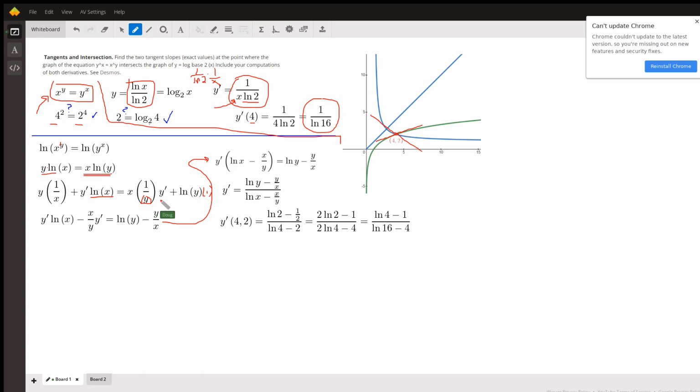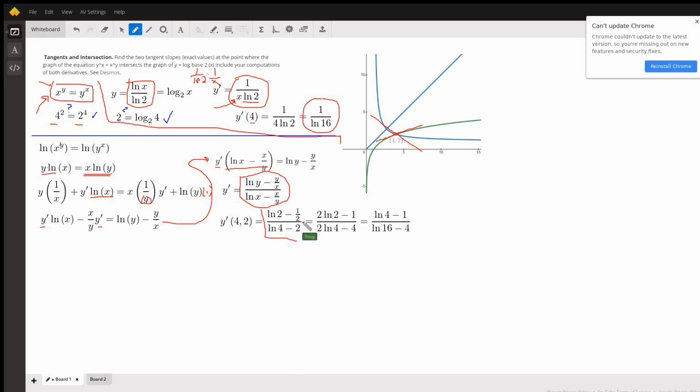Now what we do is get the terms with y prime on one side of the equal sign and the other terms on the other side, and then factor out the y prime, which is what I've done up here. Divide both sides by this expression, and there's a formula for slopes of tangent lines to the graph of this relation. So if I want to find y prime of (4, 2), put 4 in for x, 2 in for y. That's a possible answer.